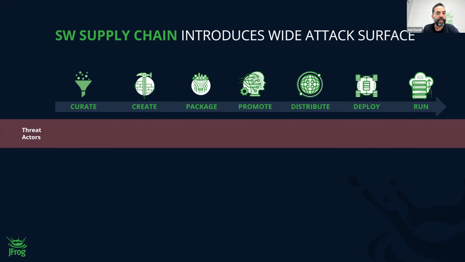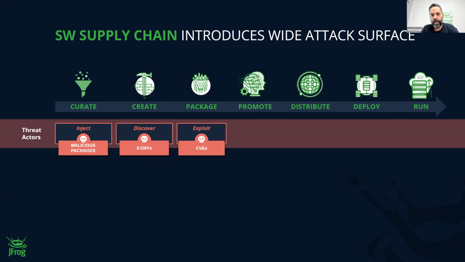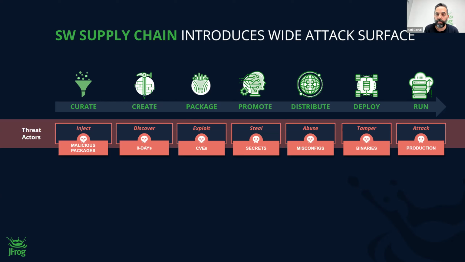And when you look from the attacker's point of view, the threat actor's point of view, at what can be done in each of these steps, even in a naive way, you can see that there are so many entry points and so many attack vectors to utilize the CI/CD and the journey of the software in a way that will later be exploited in production. So it starts with malicious packages, through utilization of 0 days, known CVEs, of course secrets, misconfigurations, and other ways to tamper binaries, when all of this process allows the attacker to gather the information which is eventually used against production.